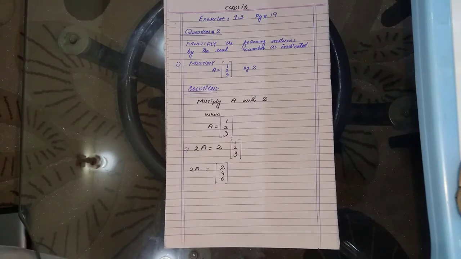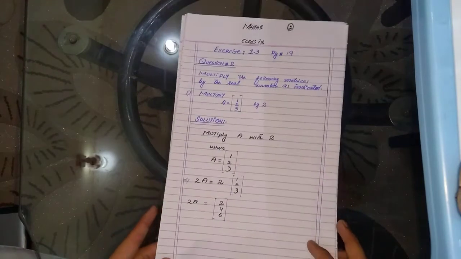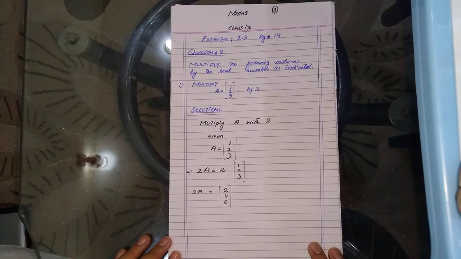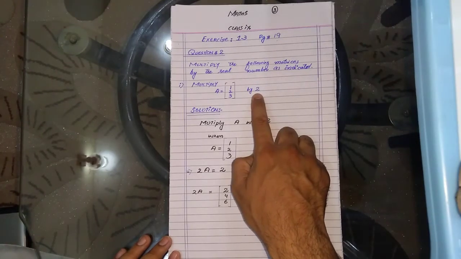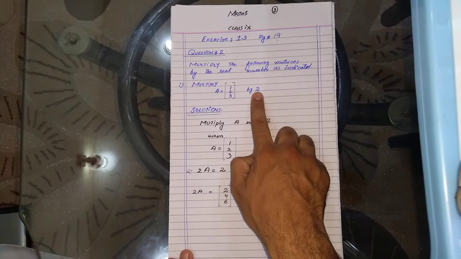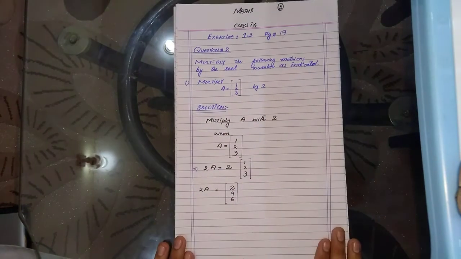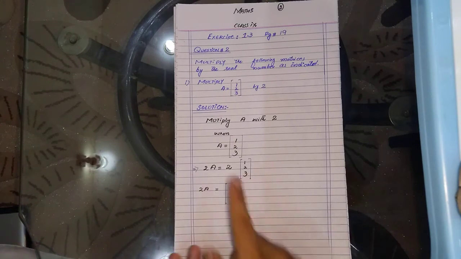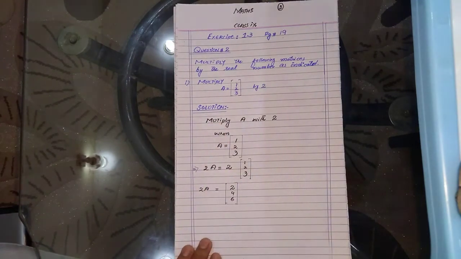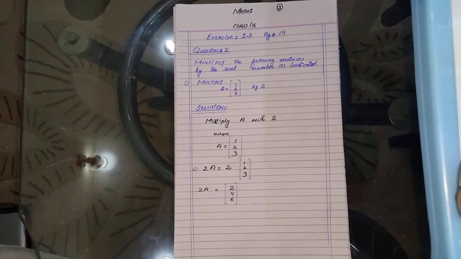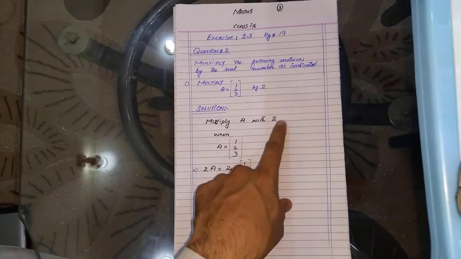Student, question number 2, page 19, exercise 1.3, and what is he asking from us? He's asking us to multiply the following matrices by the real number as indicated. This is a number, a single number, not a matrix. He wants us to multiply this number by this matrix. So how to start after solution, which is a very important phase in our question. Multiply A. A is what? Our matrix with 2.